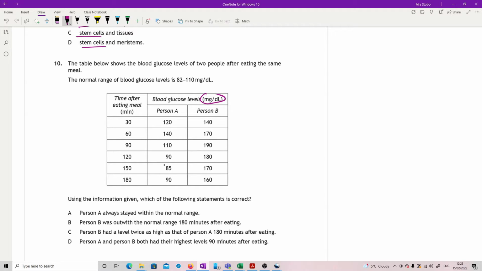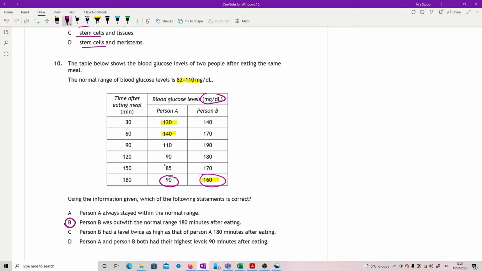Person A always stayed within the normal range. So that means 82 to 110. No, so that's wrong. Person B was out with the normal range 180 minutes after eating. So 180 minutes, yes, that's right, because that's 160 and the range only goes up to 110 in the normal. Just to check, person B had a level twice as high as that of person A 180 minutes after eating. So 90 and 160. No, because that would have to be 180.